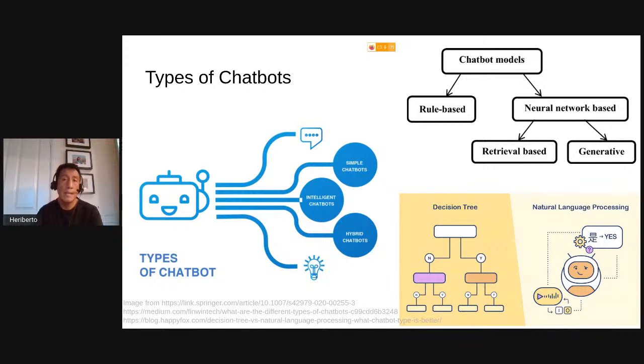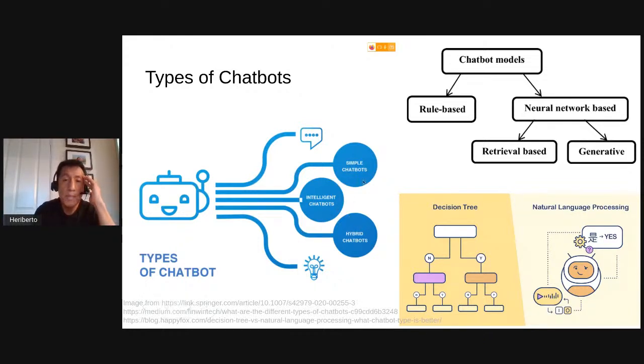Now, here are the types of chatbots. I did look for classifications of chatbots. I did search for this, and there are different types of classifications depending on whose opinion it is. So here are three different opinions, and here are the links for those three different opinions. They think about these three types of chatbots: simple chatbots, intelligent chatbots, and hybrid chatbots.